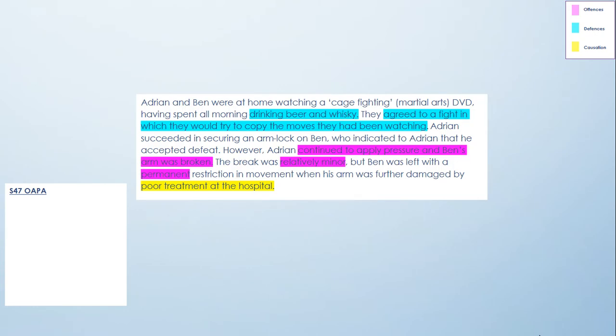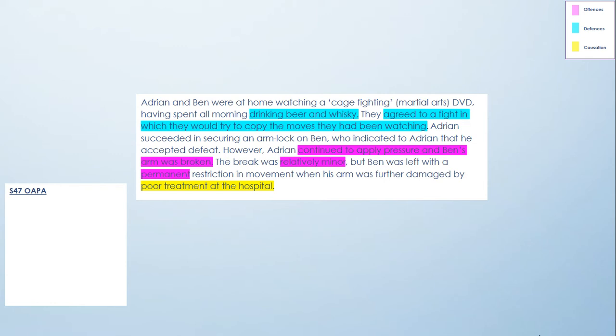So here's an example of a scenario. Adrian and Ben were at home watching a cage fighting martial arts DVD, having spent all morning drinking beer and whiskey. They agreed to a fight in which they would then try and copy the moves they had been watching. Adrian succeeded in securing an arm lock on Ben, who indicated to Adrian that he accepted defeat. However, Adrian continued to apply pressure and Ben's arm was broken. The break was relatively minor, but Ben was left with a permanent restriction in movement when his arm was further damaged by poor treatment at the hospital.